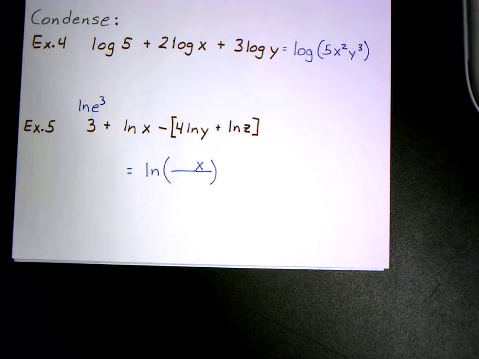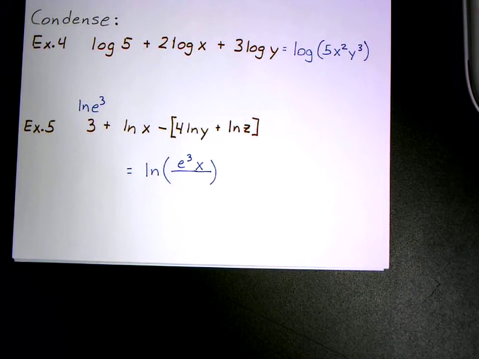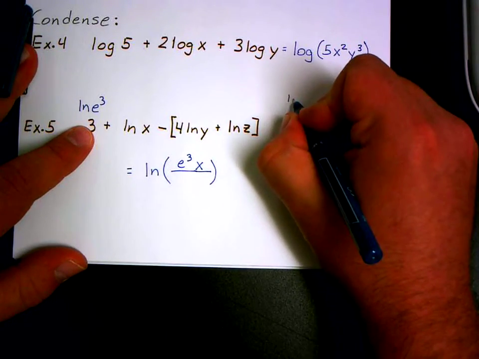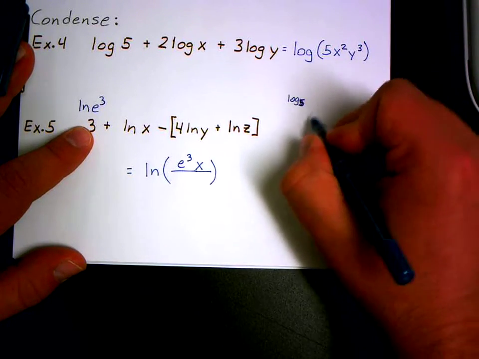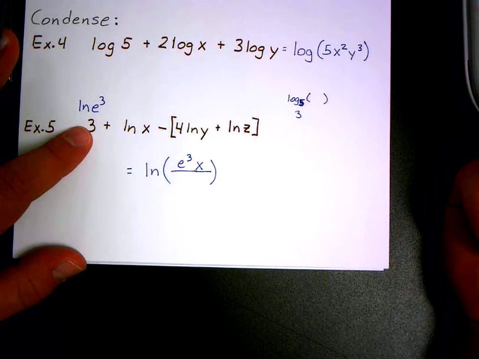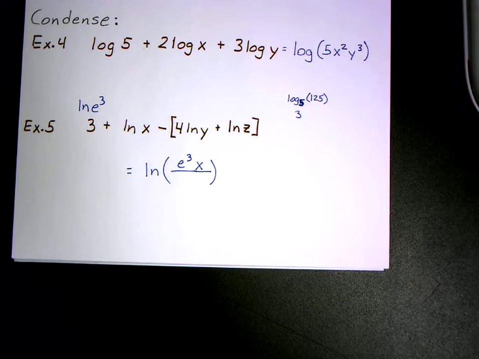Log base 5 of 25 became 2 because 25 is 5 squared. So to become just 3, it needed to be e cubed. So that 3 had to be an e cubed. So if this would have been, instead of ln, log base 5, and there had been just a 3 there, what would have been inside the log base 5? 125. Because it would have been 5 cubed.